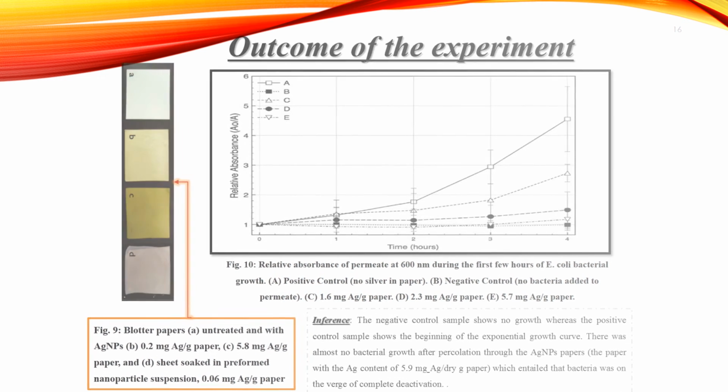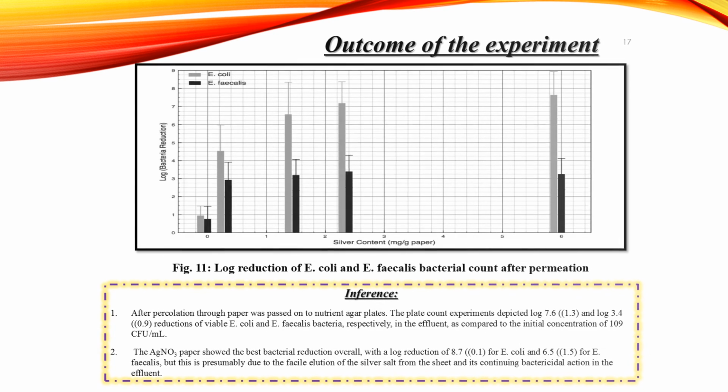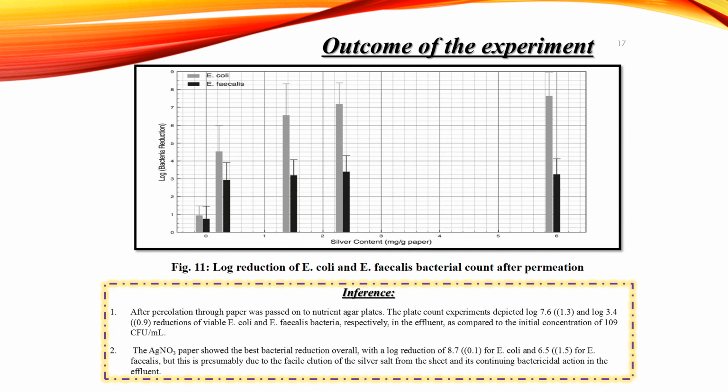The blotter paper was subjected to further tests. After percolation through the paper, the effluent was passed on to nutrient agar plates. The plate count experiments depicted log 7.6 and log 3.4 reductions of viable E. coli and E. faecalis bacteria, respectively, in the effluent as compared to the initial concentration of 10^9 CFU per ml. CFU is colony forming units.